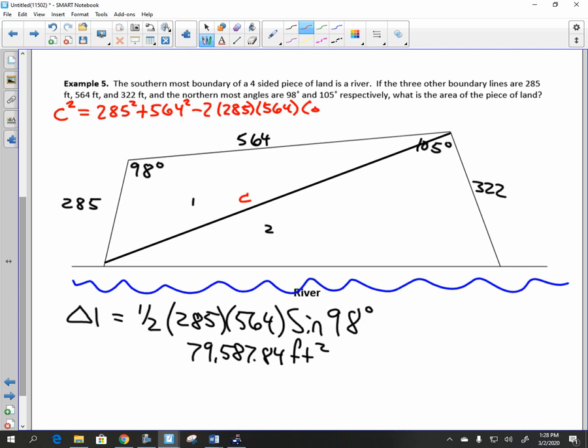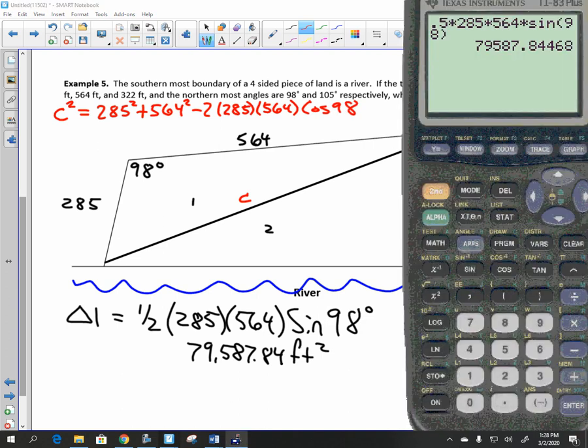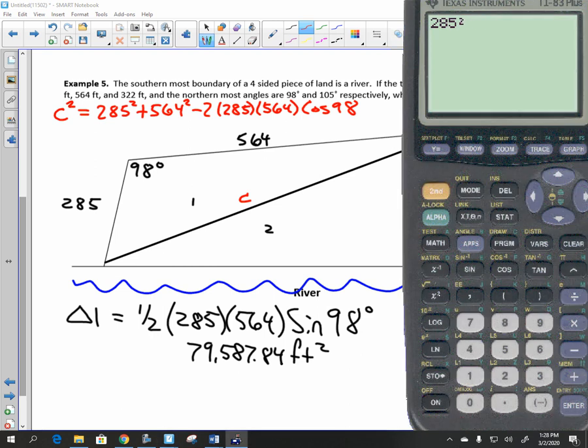Cosine of 98. Now, again, we talked about if you have a calculator that handles the order of operations, you can just type that in. 285 squared plus 564 squared minus 2 times 285 times 564 times cosine of 98. Mode, make sure I'm working in degrees. Press enter. Is that my answer? What do I do? Square root the answer.